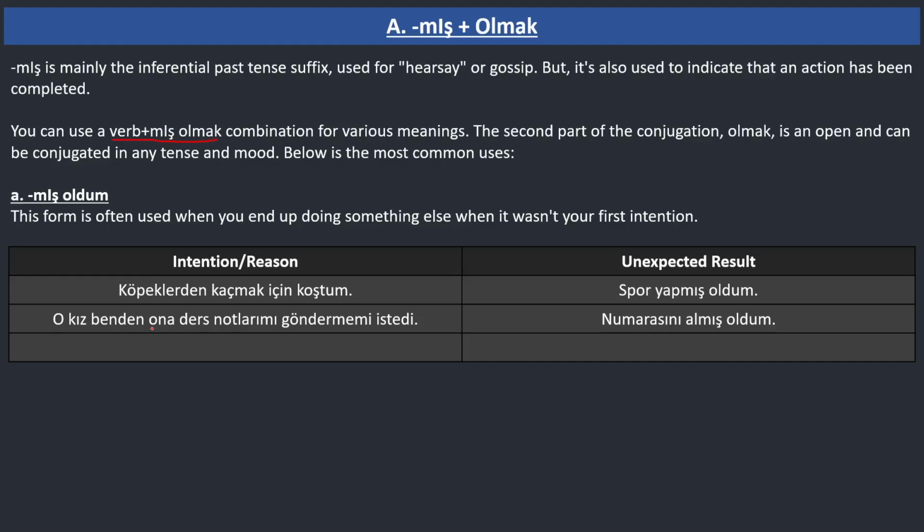Oh, in that case, parayı bitirmiş oldum. Dükkanın önünden geçtim. As an unintended result, parayı bitirmiş oldum. I didn't want to spend all of the money, but when I walked past the shop, I couldn't resist it, and I ended up spending all of it. Parayı bitirmiş oldum.